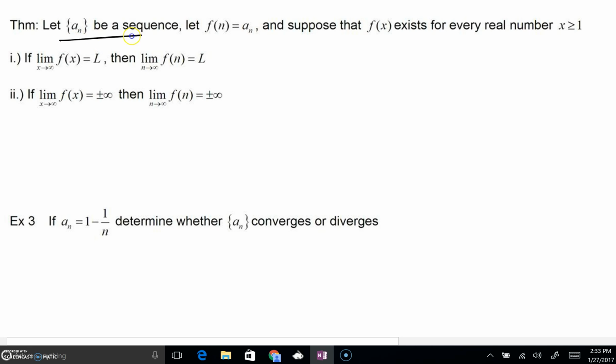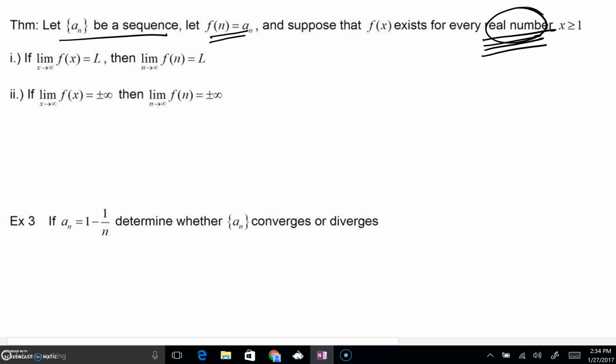All right, let's say that we've got a sequence. Let a sub n be a sequence. And again, remember, a sequence is a function. You could say f of n is equal to a sub n. Suppose that f of x exists for every real number.